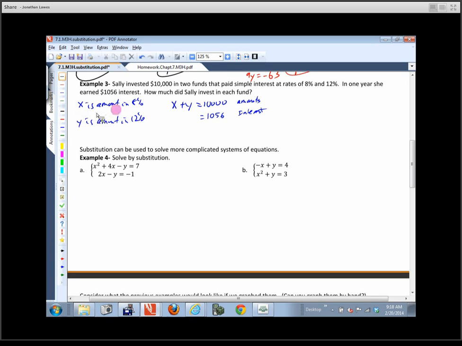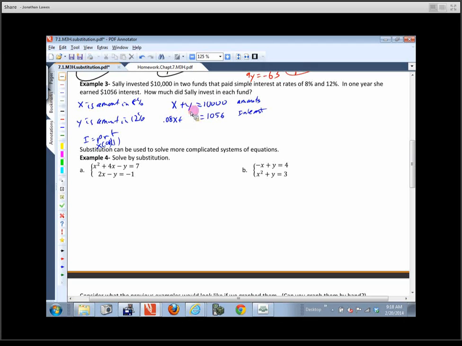So the way I represent how much money I make in a year using simple interest, remember that formula is PRT, principal times rate times time. The time is 1 year. We don't know how much we put in that account, but it was put in at 8%. So we're going to represent this as 0.08 times x. That's going to be the interest that I earn at 8% if I put x dollars in.